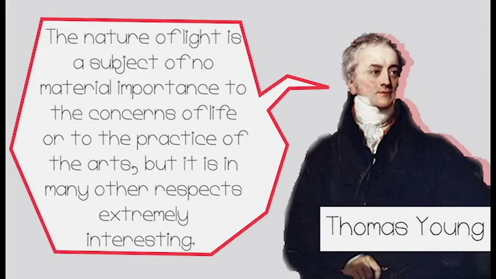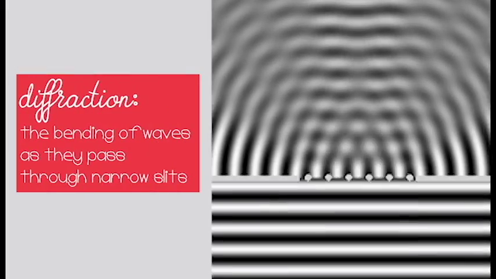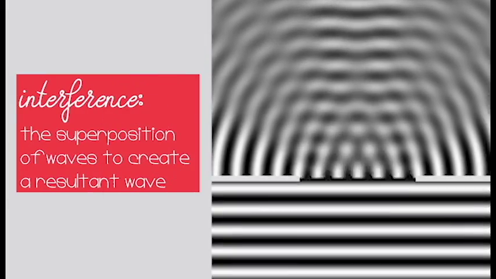Thomas Young's famous double-slit experiment showed that when a photon beam is aimed at two narrow slits, a pattern of alternating dark and light bands is formed. This must be a result of light diffracting through the slits and interfering to produce the pattern, both properties of waves. But is there a way to show its particle nature?